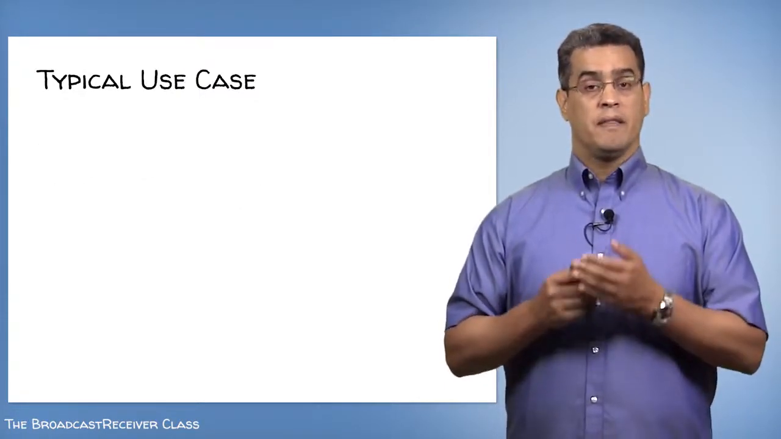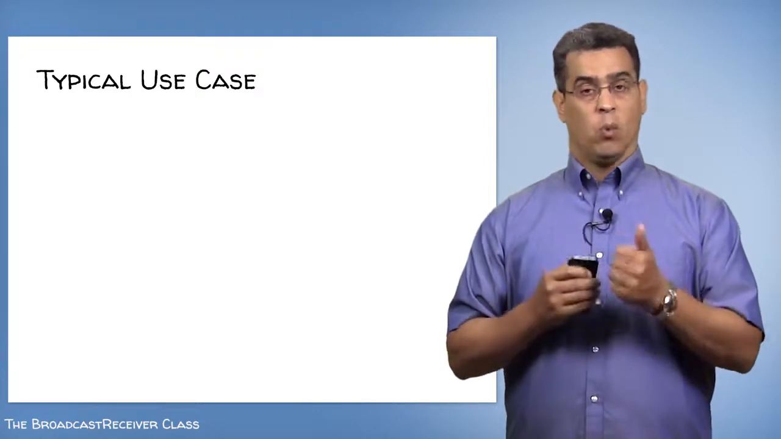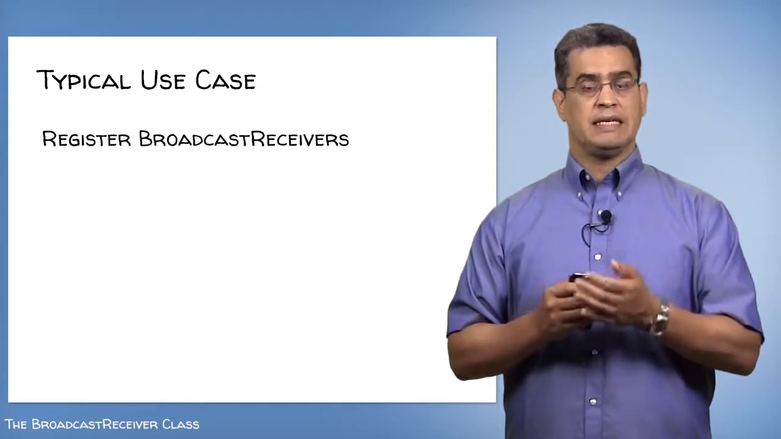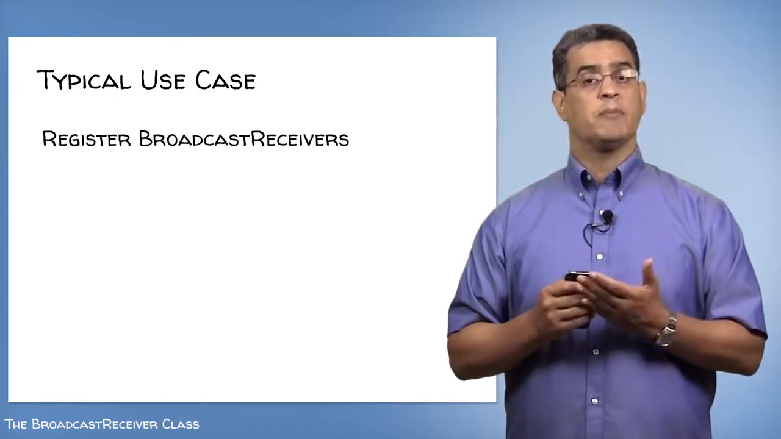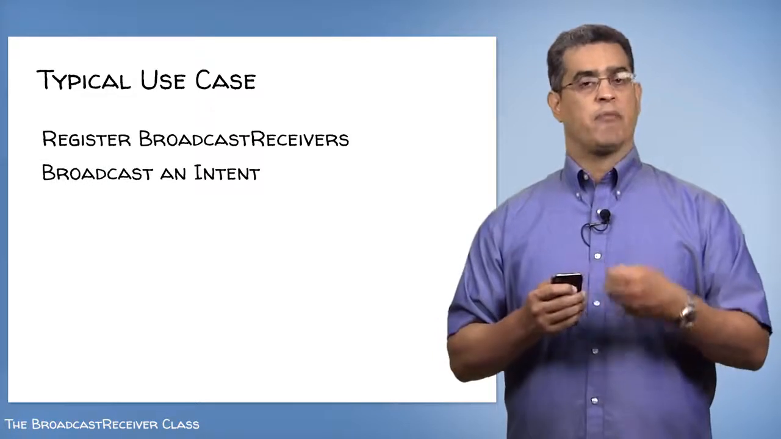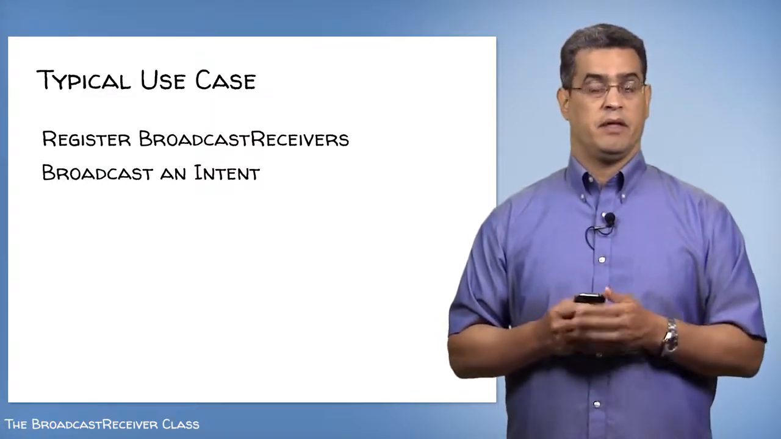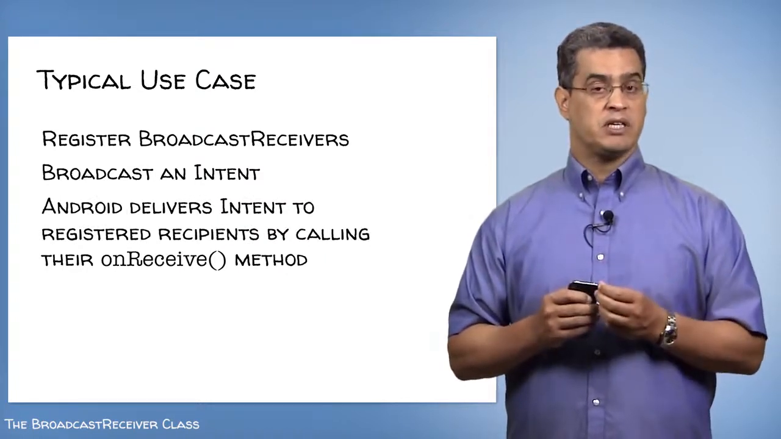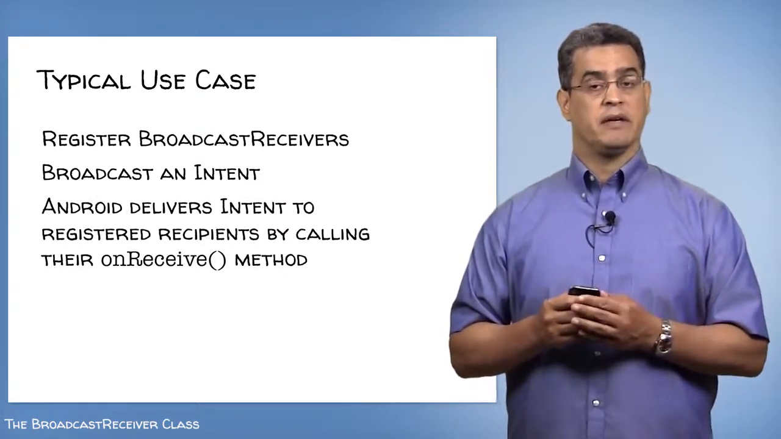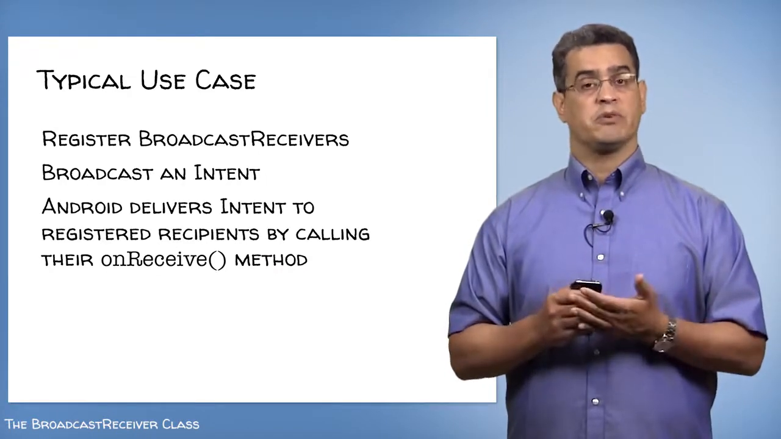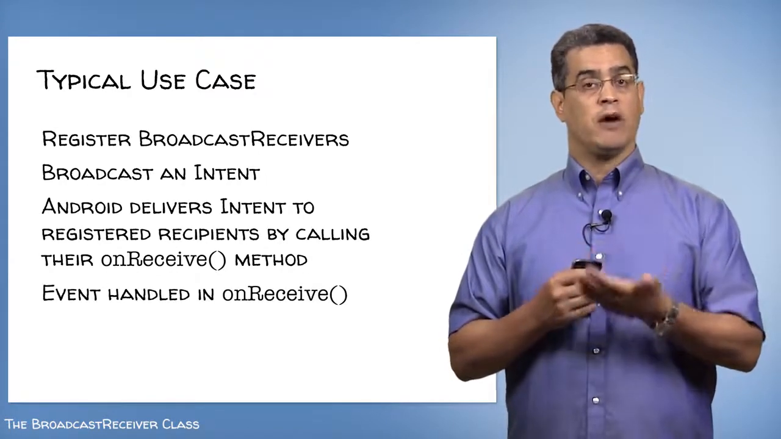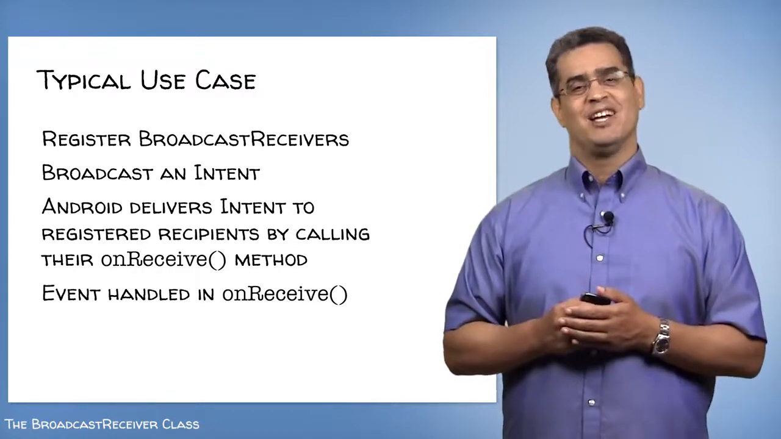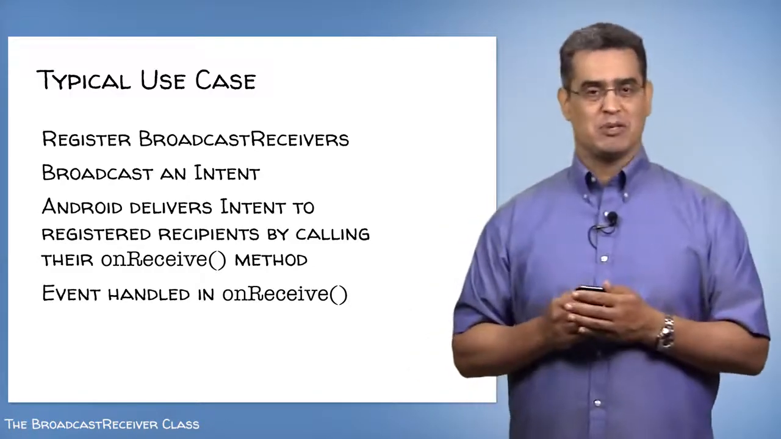So to recap, the basic workflow is: 1. Broadcast receivers register to receive specific intents. 2. Some component generates an intent and then broadcasts it to the system. 3. Android delivers that intent to the broadcast receivers that registered to receive it. And 4. The broadcast receivers then get a call to their onReceive method during which they handle the incoming event. So let's talk about each of these steps one at a time.